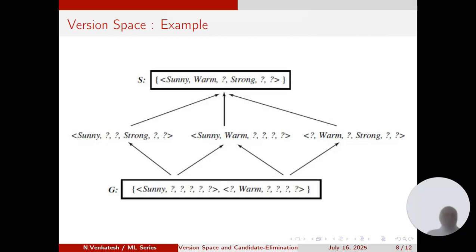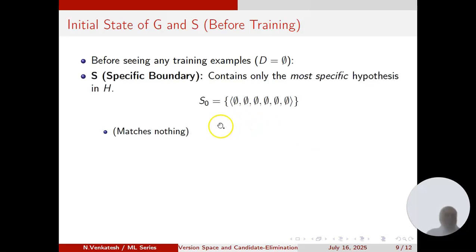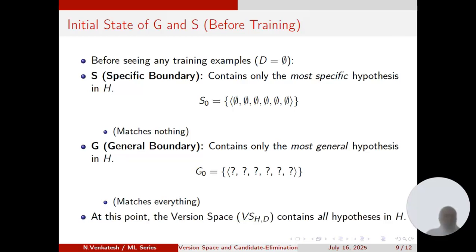Now the question is, how do we find this S and G by using the candidate elimination algorithm? Before seeing any training examples, we know that the specific boundary on top of the lattice has all question marks as it matches nothing, and similarly at the bottom of the lattice we have the general boundary, which contains the most general hypothesis, which matches everything. Now this version space contains the set of all hypotheses.